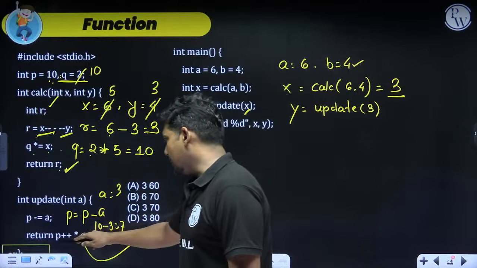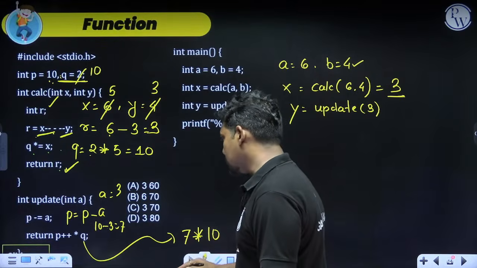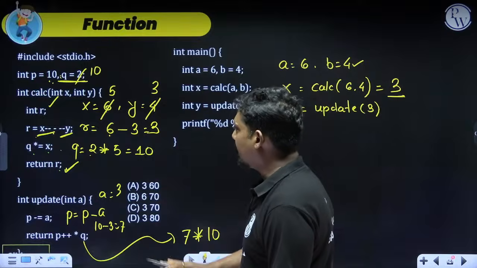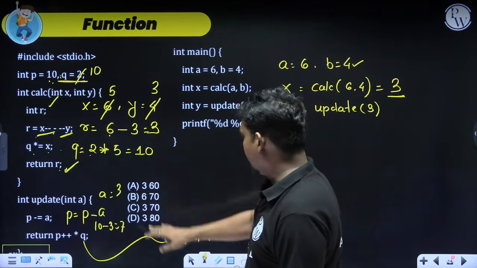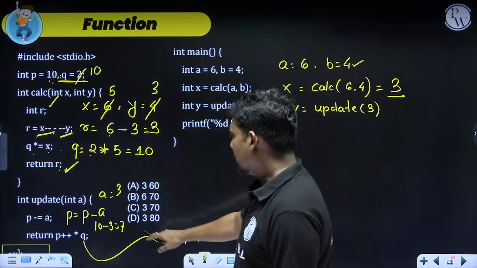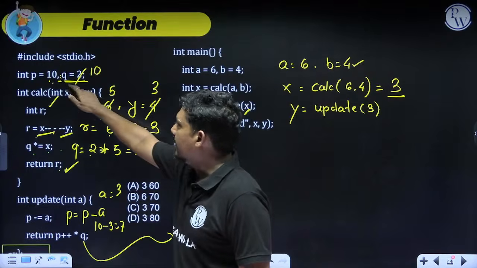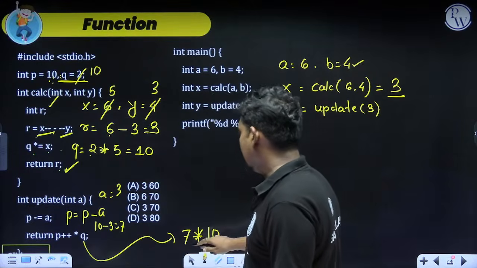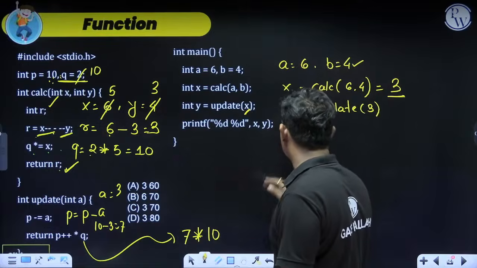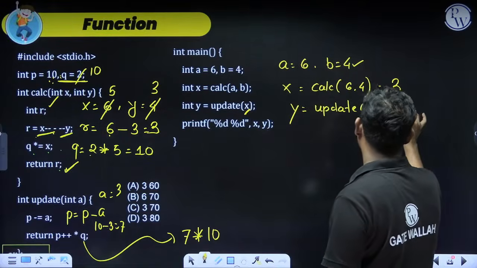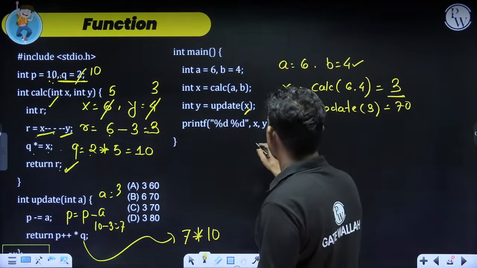So p plus plus multiplied by q, I will use the value 7, though it will become 8 after that. It is 7 and now it will become 8. So the final value will be 8, multiplied by q, that is 10. So now here in this case it is 70. The answer for this question is C.